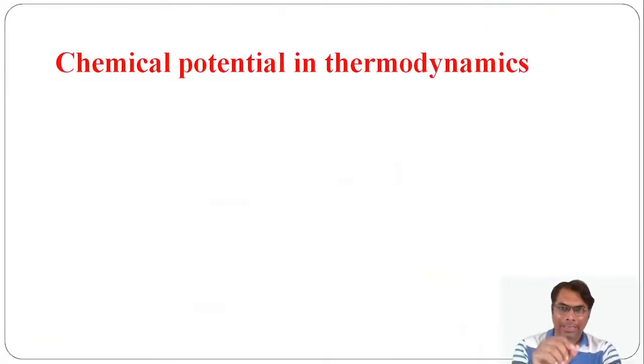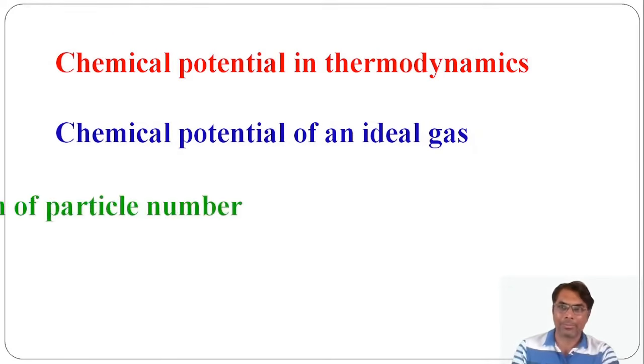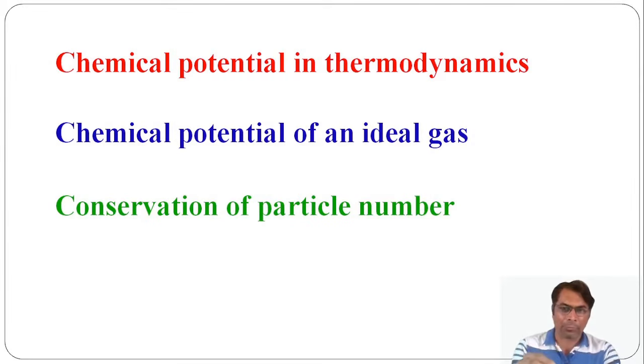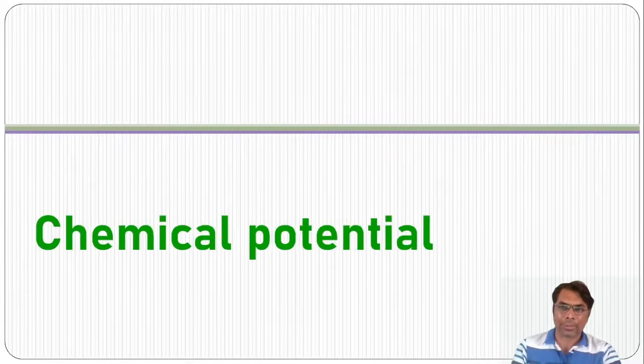In the current lecture, we will discuss chemical potential in thermodynamics, chemical potential of an ideal gas, conservation of particle number, and also chemical equilibrium. So these four topics we will cover in our current lecture. First of all, chemical potential.